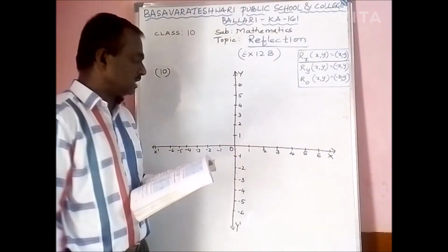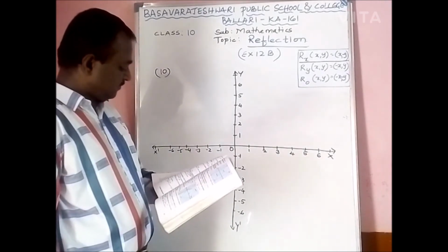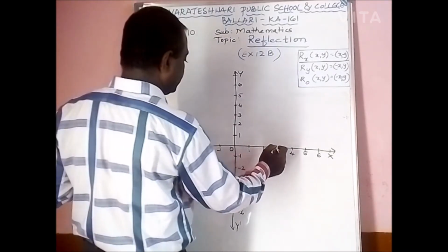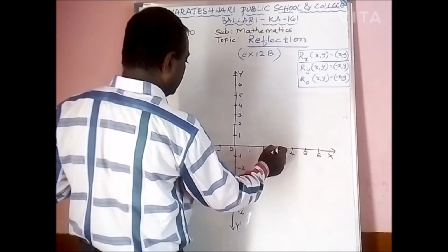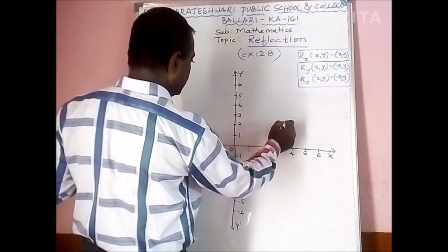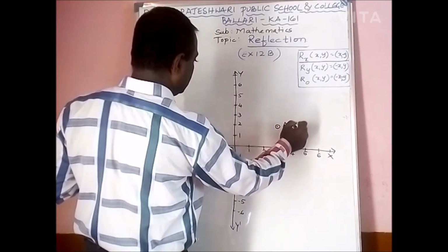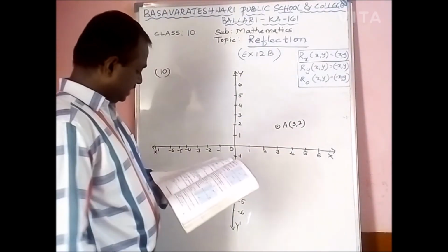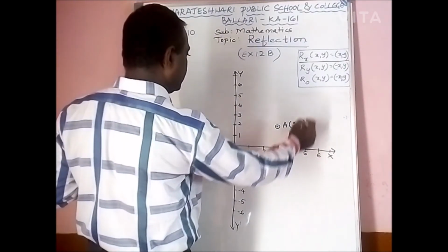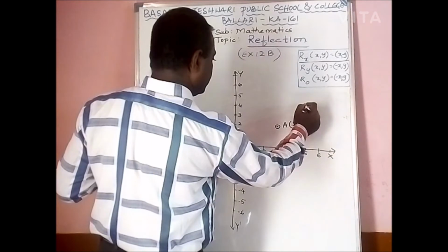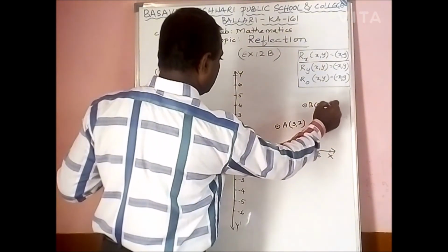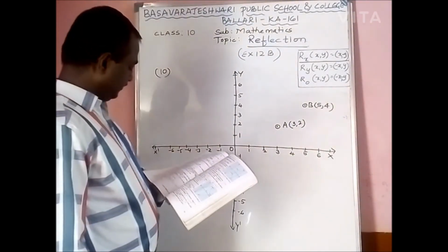Okay, this is our graph sheet. So what are they asking in the first question? Plot the points A (3, 2), x coordinate 3, y coordinate 2. So it will come here. A (3, 2). Next B (5, 4), x value 5, y value 4. It will come here. B (5, 4). Okay. This is the first question.